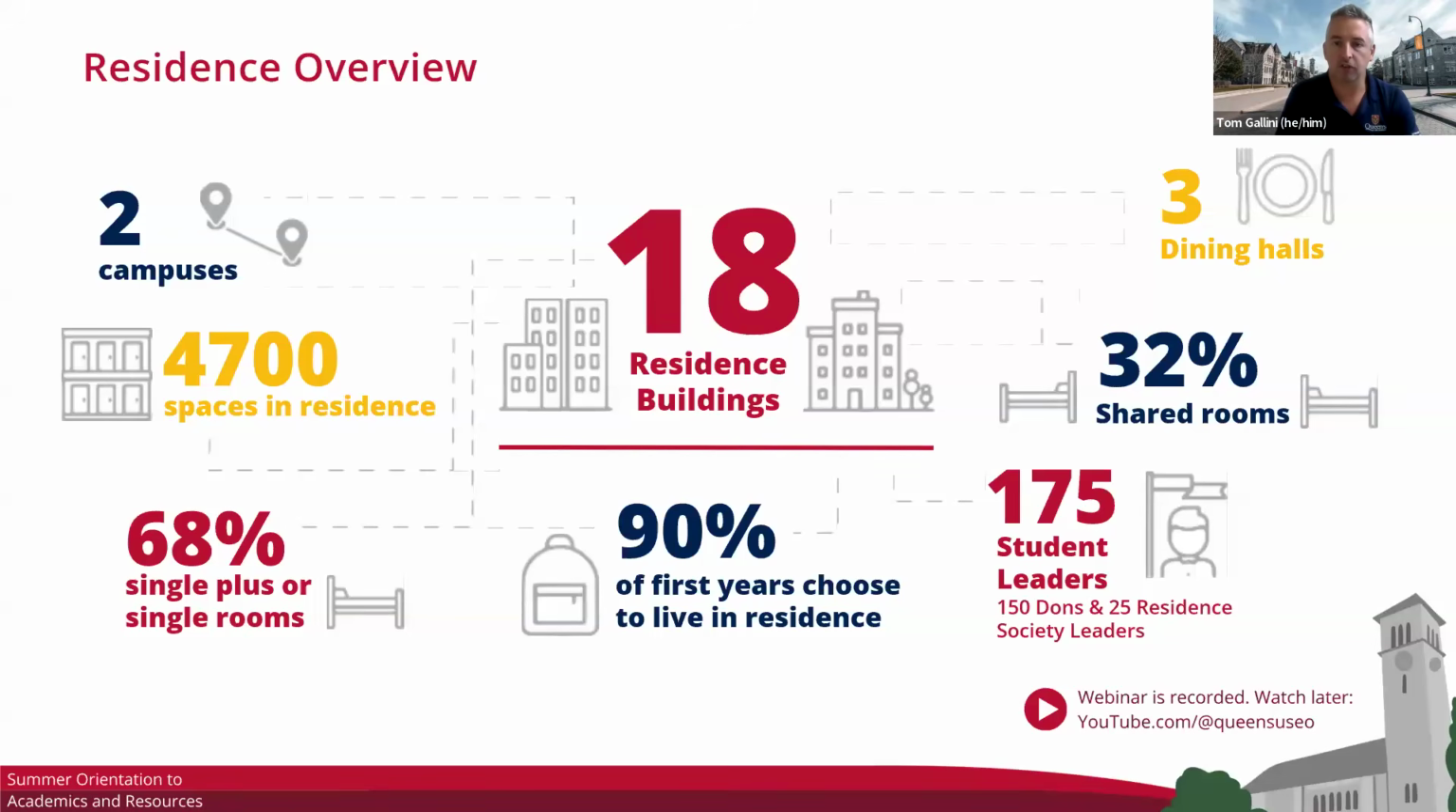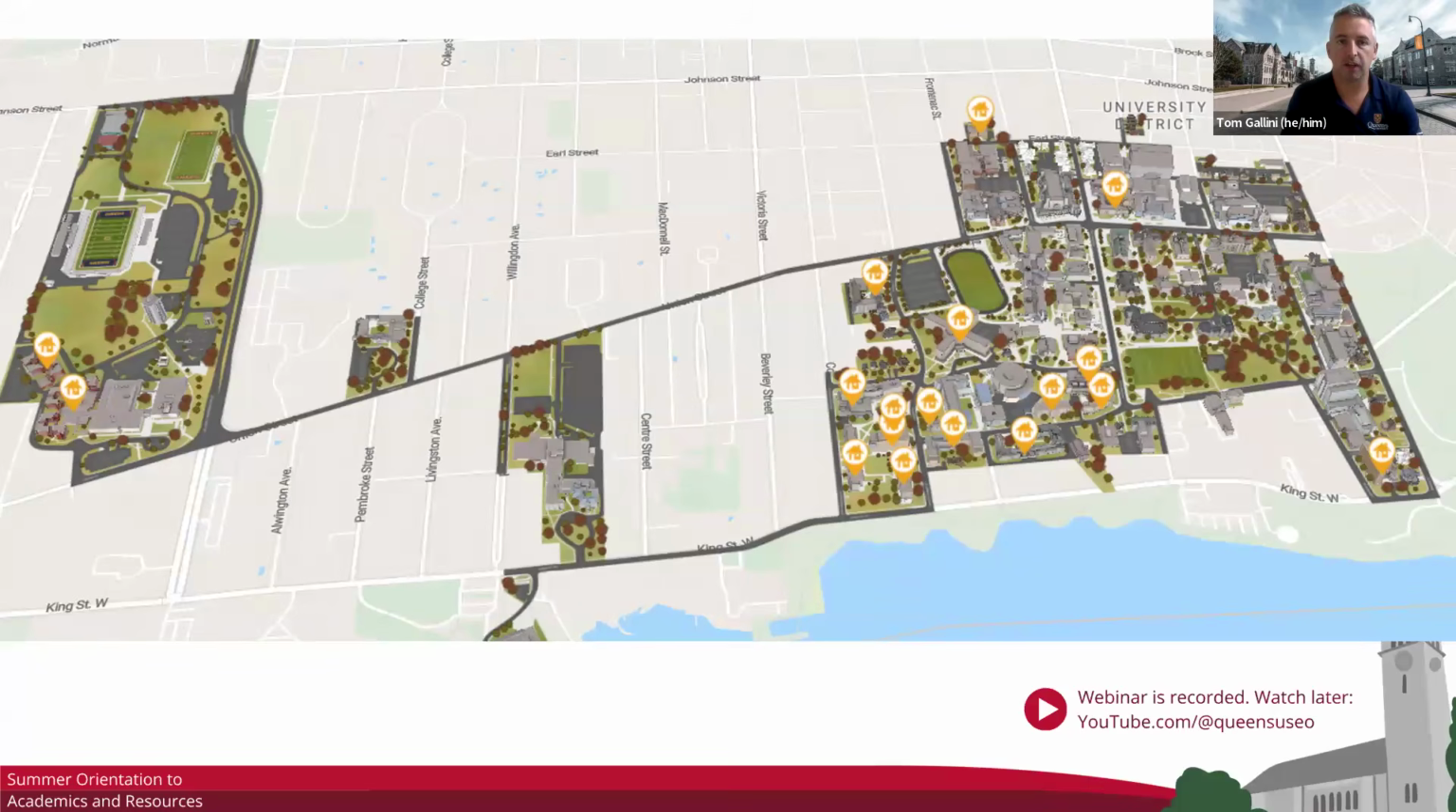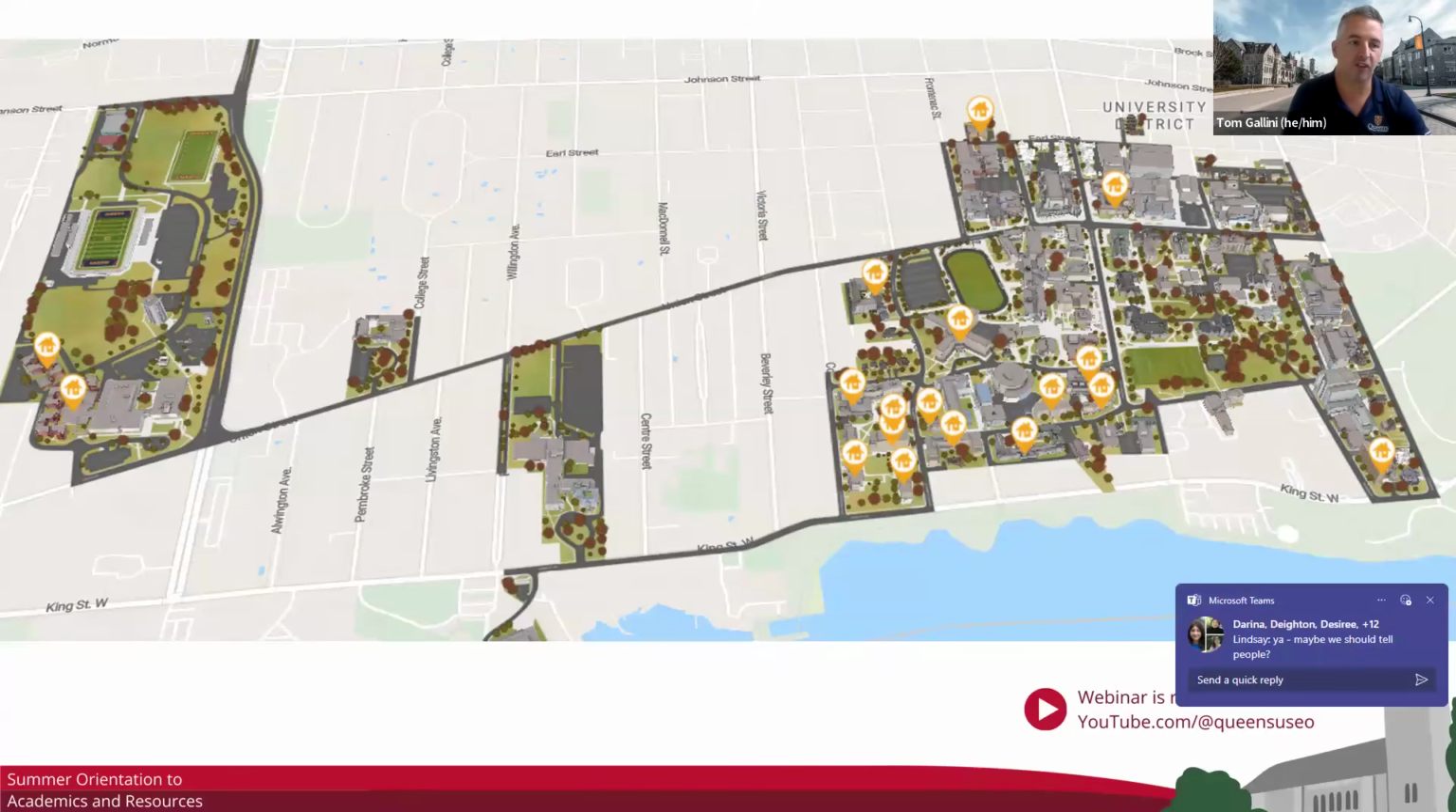We currently have two buildings for women, for people who identify as women. That's Adelaide Hall and Banbury Hall, and the remainder are mixed gender buildings and floors. So I mentioned our main campus and our West Campus, and you can see the walk between the two is, we've measured it, about 1.7 kilometers.